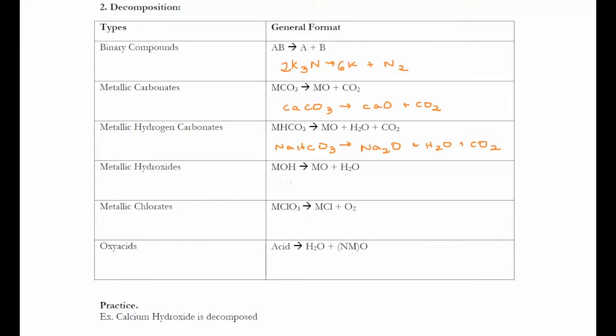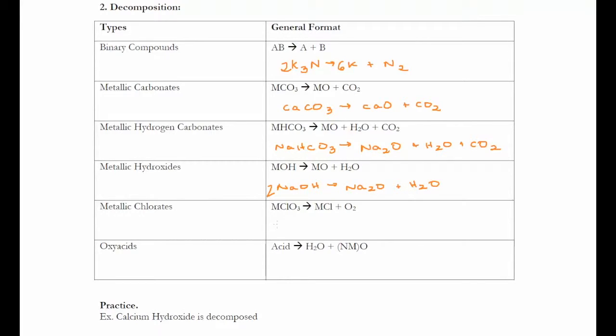Now, the metal hydroxide, which, by the way, is a base, if you have sodium hydroxide, for example, it's going to break apart into a metal oxide and water. Now, this should look extremely familiar because this is just the exact opposite of the metal oxide and water synthesis reaction that we just looked at.